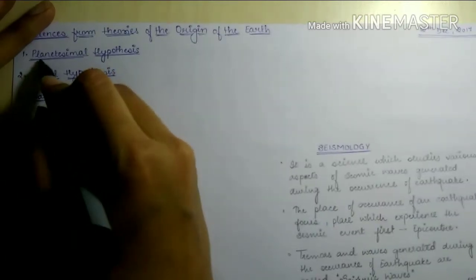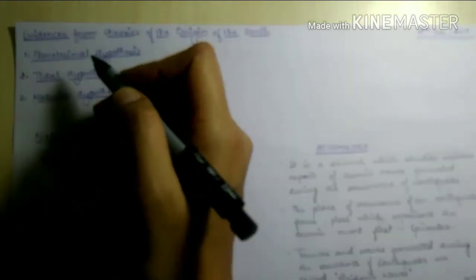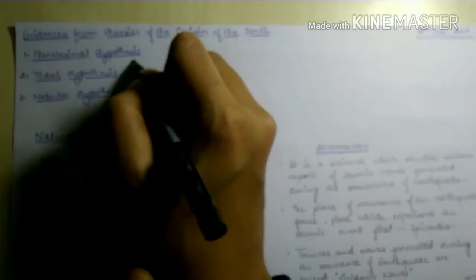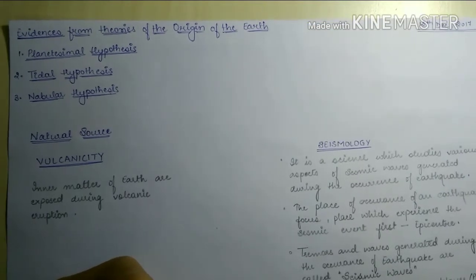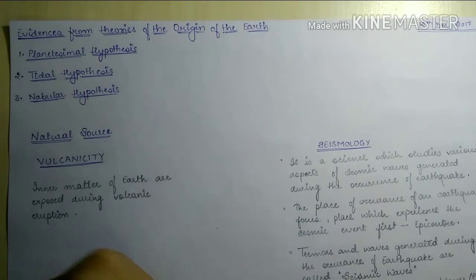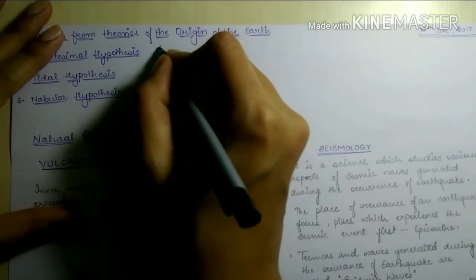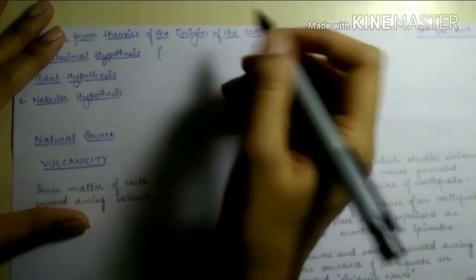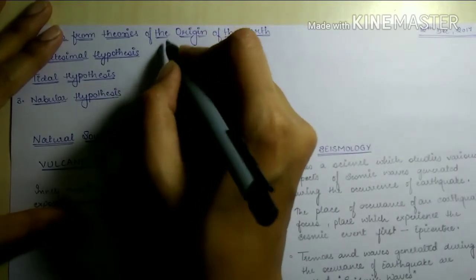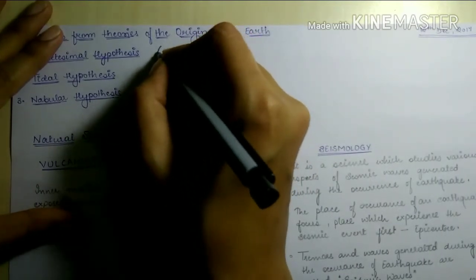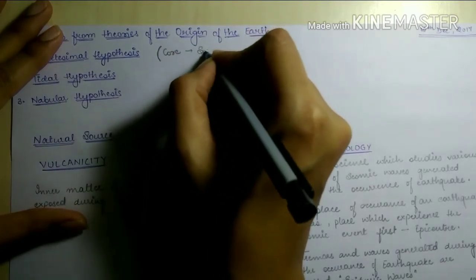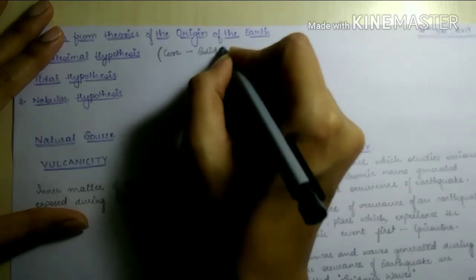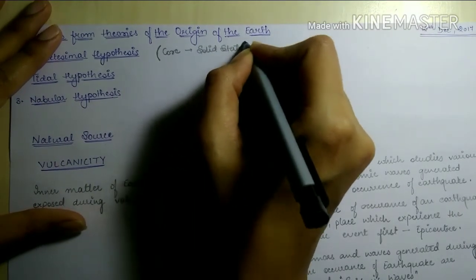So the first theory is the planetesimal hypothesis. According to this hypothesis, the Earth originated due to aggregation of solid dust particles known as planetesimals. When the solid dust particles aggregate, they will form a solid core. So hence we can infer that our core must be in solid state according to this theory.